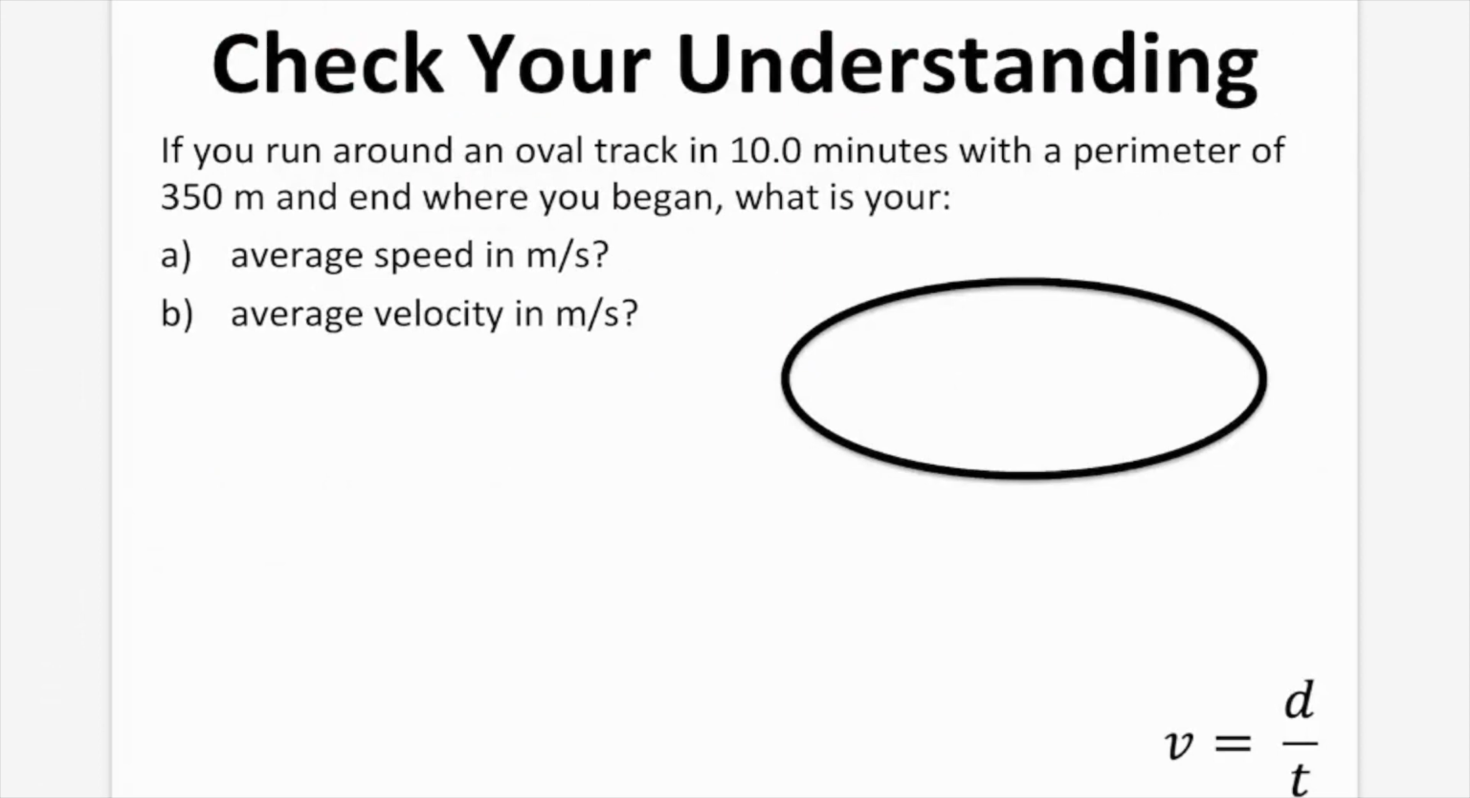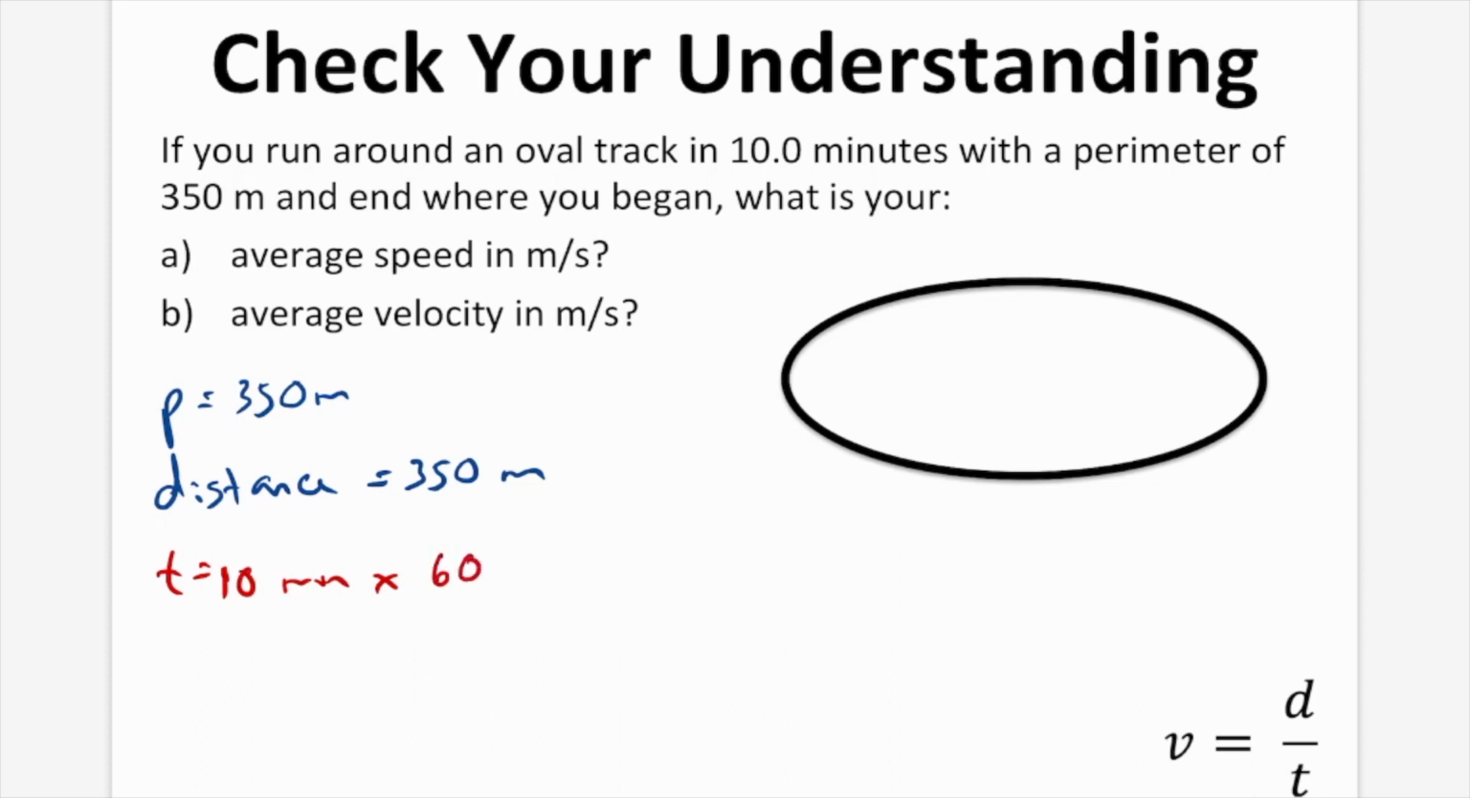Check your understanding. So again, we have our same track, but this time we have a little more information. So our perimeter is still 350 meters. So our distance is 350 meters. So if you run around an oval track in 10 minutes, so time, 10 minutes, and we know that there is 60 seconds per minute. Our minutes cancel out. 10 times 60 is 600, so our time is 600 seconds.